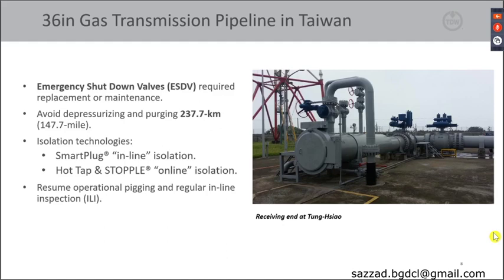Continued operation with defective pipeline isolation valves would have been highly undesirable and would have caused many safety concerns for the pipeline owner. Using pipeline isolation technology allowed the operator to avoid depressurizing and purging the entire gas transmission pipeline. The valve maintenance work was required so that CPC could resume operational pigging as well as carry out regular inline inspection.